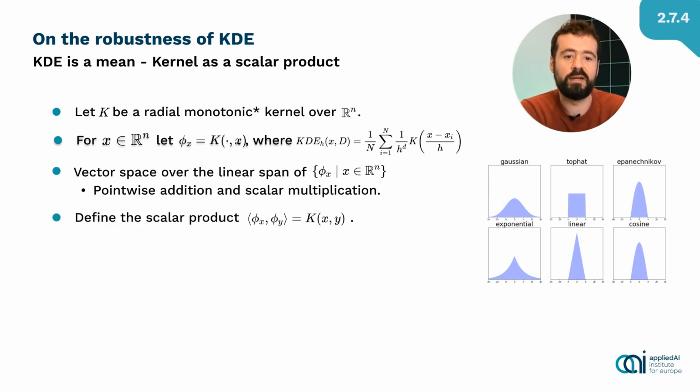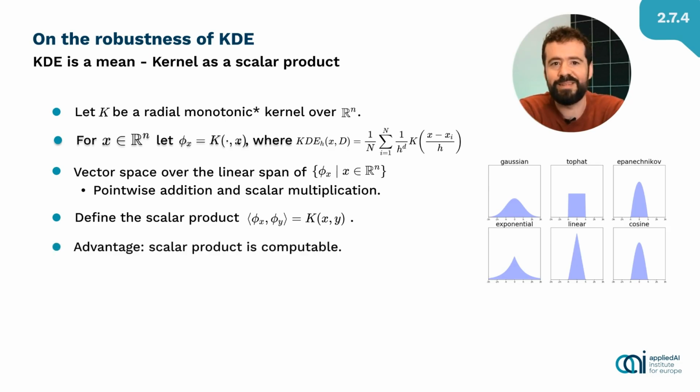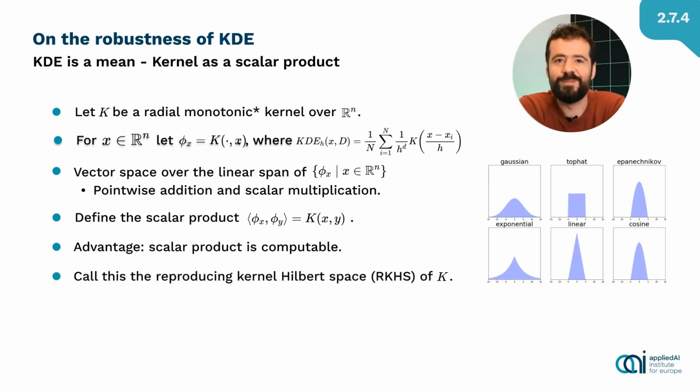So now we want to make a Hilbert space out of this vector space of functions. What we need to do there is to define a scalar product on them. And here we are actually lucky, because if we have a radial and monotonic kernel, we can actually show that just plugging in x and y as the scalar product of phi x and phi y will just work as fine as a scalar product for this space. This has, of course, an advantage compared to the standard scalar product that we would define here, because we can actually compute the value. We call this vector space the reproducing kernel Hilbert space over K.